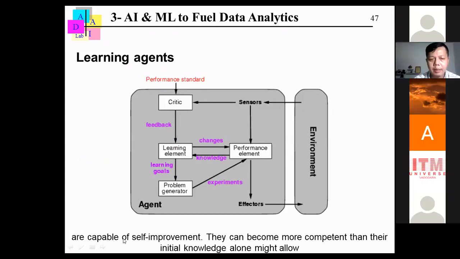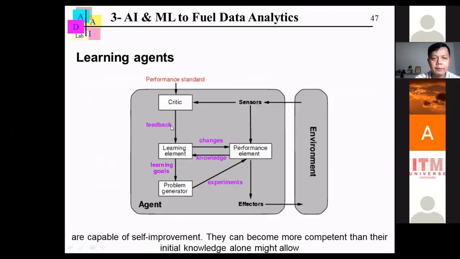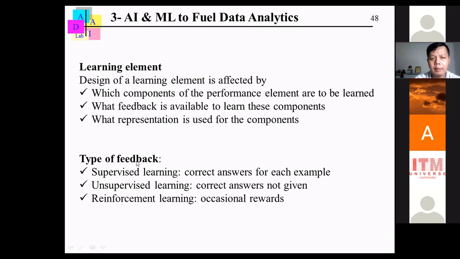This can be a capability of self-improvement, and it can become more competent than initial knowledge alone might allow. And for the learning agent, based on the type of feedback, we have three kinds of learning. The first is supervised learning. It means that we have the correct answer for each example, and the second is unsupervised learning.